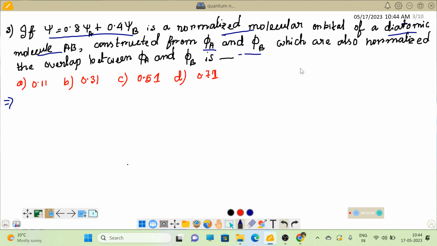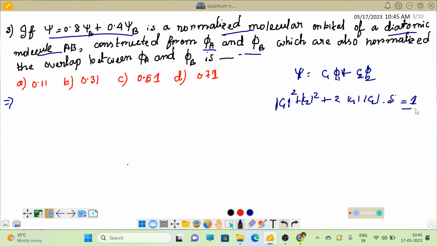As they told us that it is normalized, we can write C1 phi 1 plus C2 phi 2. Since it is normalized, we can write C1 square plus C2 square plus 2 C1 C2 S equal to 1, because they told it is normalized. So what is S? S is the overlapping integral.